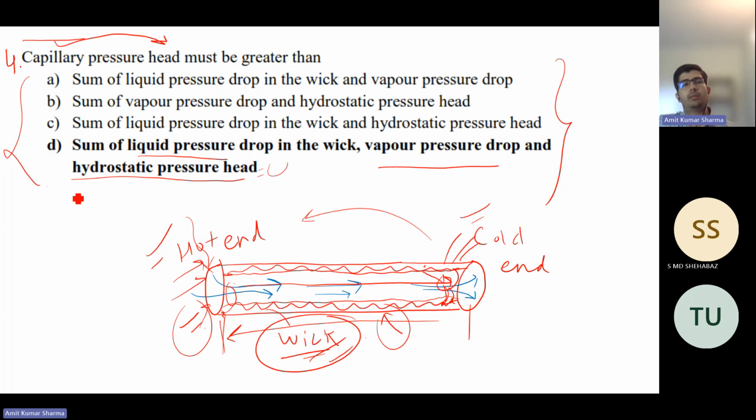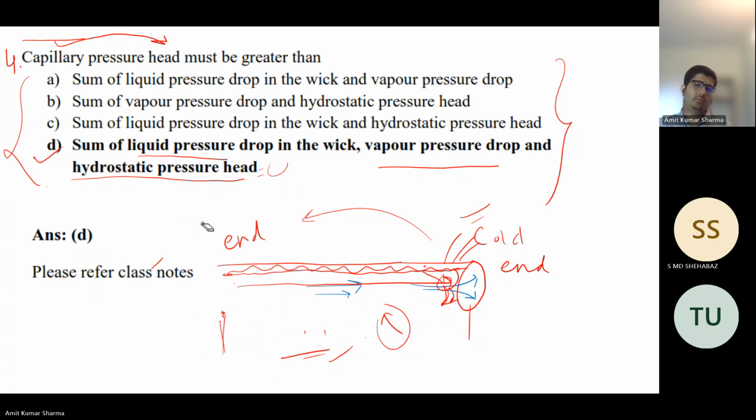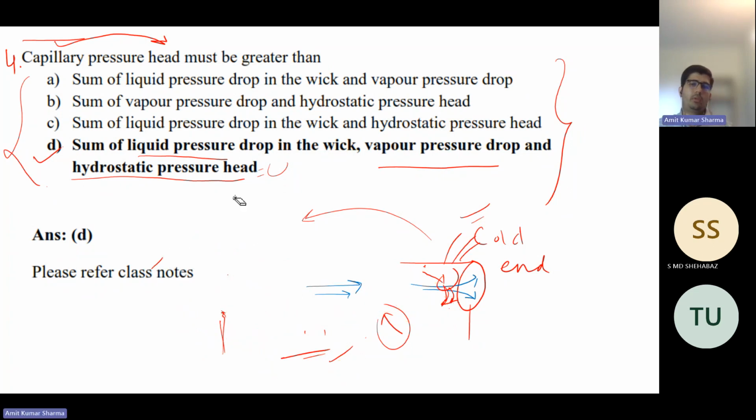So this is the reason. For more detail, you can refer to the class notes. There is a whole derivation regarding this. So it's a very important question. The correct answer is option D.